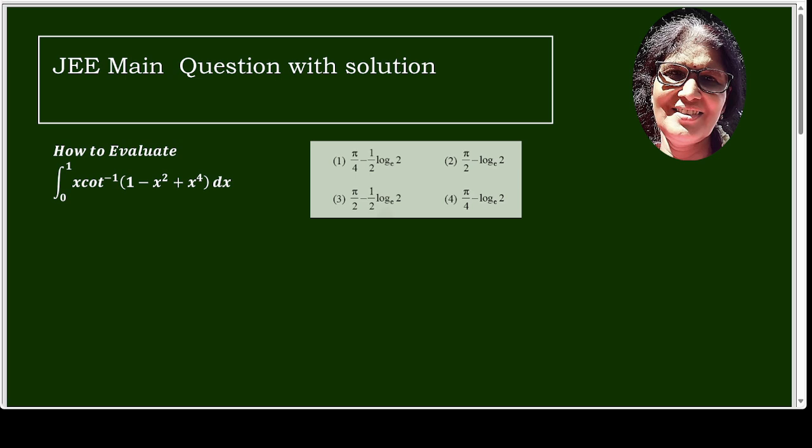Today's question is from JEE Main based on definite integral. Let's solve the question: how to evaluate the integral from 0 to 1 of x cot inverse of (1 minus x plus x power 4) with respect to x. The options are given as pi by 4 minus half log 2, pi by 2 minus log 2, pi by 2 minus half log 2, and pi by 4 minus log 2.